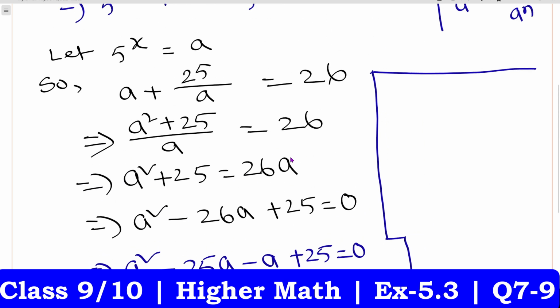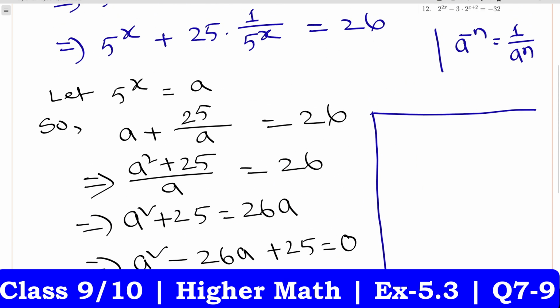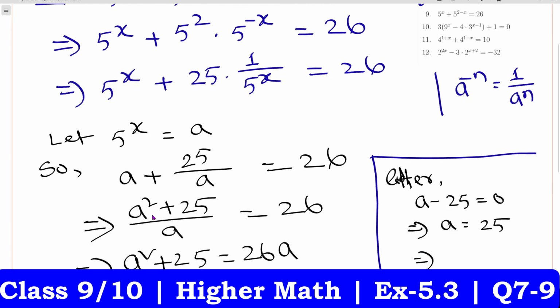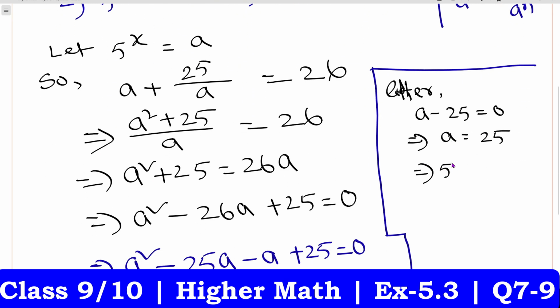In here we can do something. First, either a minus 25 equals 0. So we can add 25 to both sides. So a equals 25. A means, we already took, a means 5 to the power x. So 5 to the power x, and this 25 we can write as 5 squared. So the bases are the same, x equals 2. It's one part.